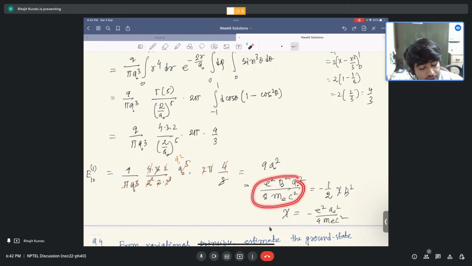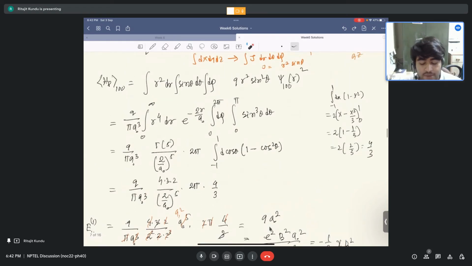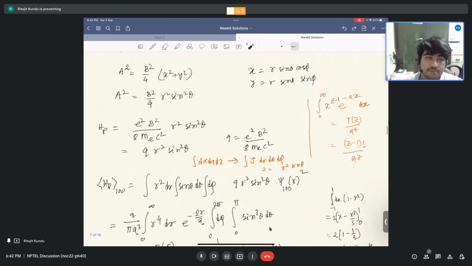This whole expression is a quadratic in b square, right? And then we'll write this part again as some minus half chi times b square. Here this chi, I have added an additional minus here also, is just this. So this is one simple kind of calculation for perturbation in hydrogen atom, right?